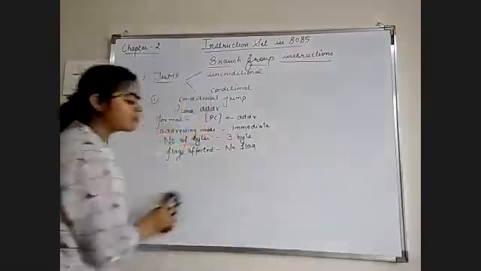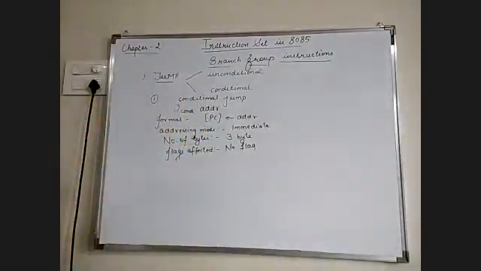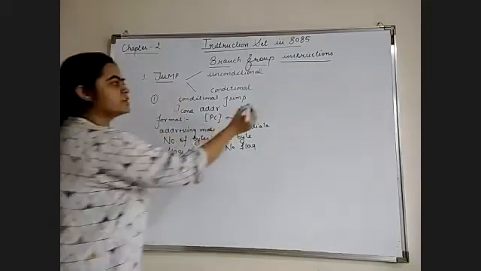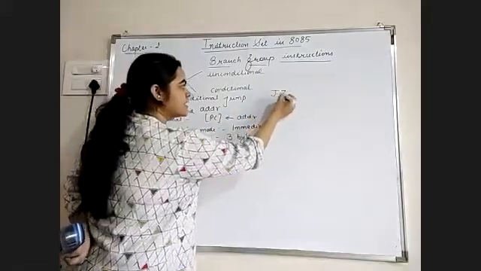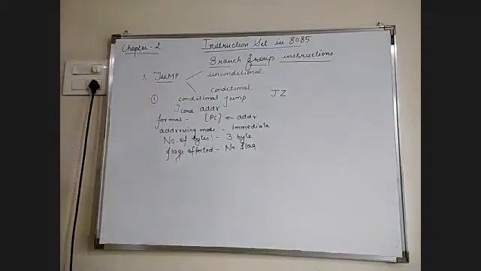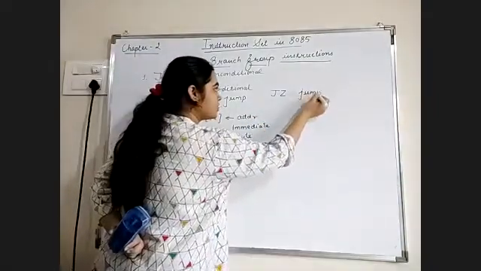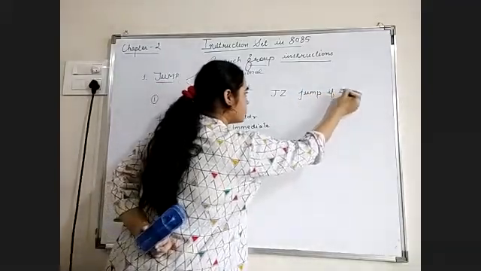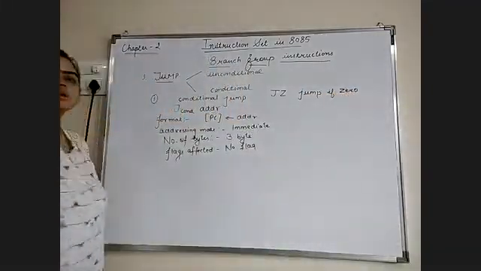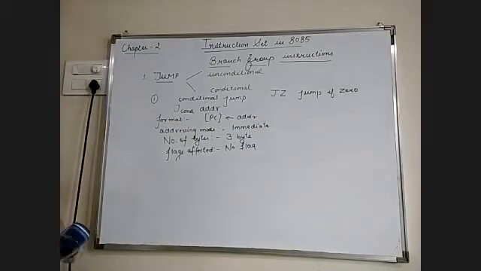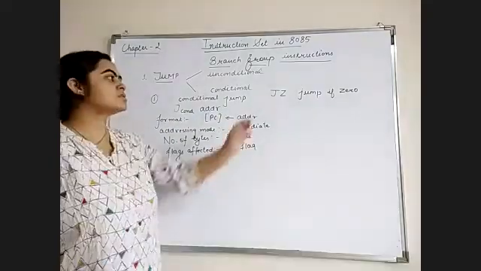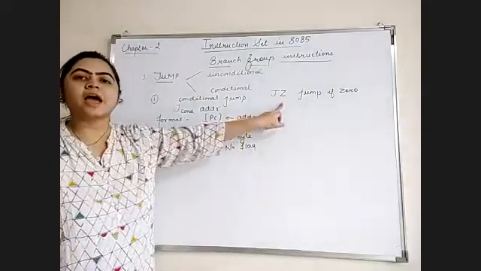So in case of a jump statement, we have a number of conditions. First condition we have is JZ. JZ means jump if 0. So this is the first conditional jump statement. The microprocessor will jump to the memory location if in the flag register the zero flag is having 1 value.